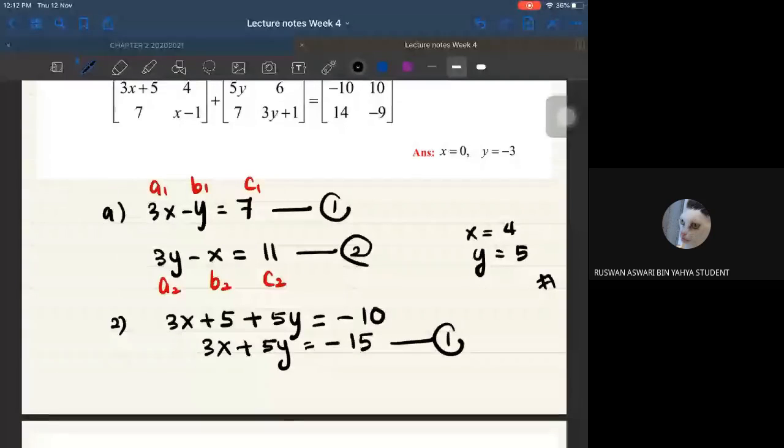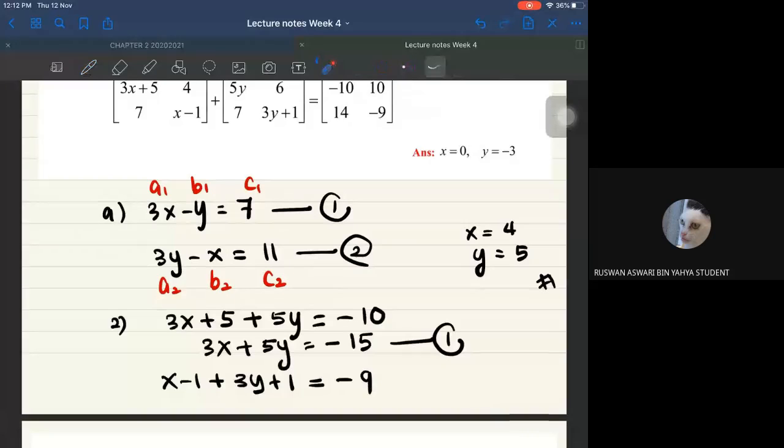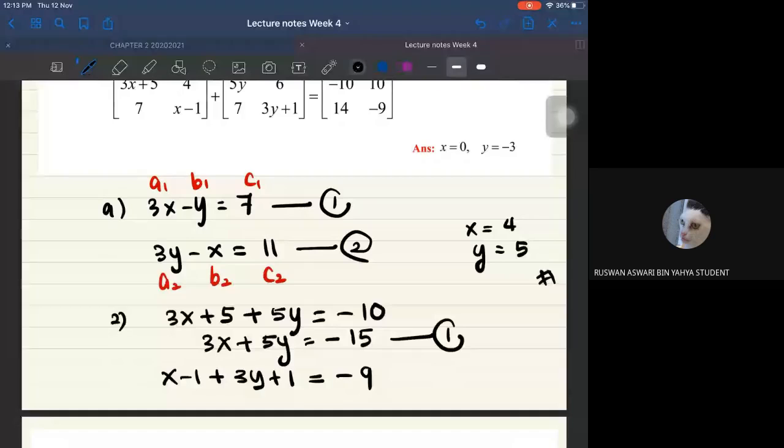So equation number 2 will be x minus 1 plus 3y plus 1 is equals to negative 9. You have this one plus with this one. So you have to compare with this element. Okay, kita kena compare dengan elemen yang sama lah. Okay, so this one can cancel off. So you are left with x plus 3y is equals to negative 9. So this is your second equation. So can you find the value of x and y?